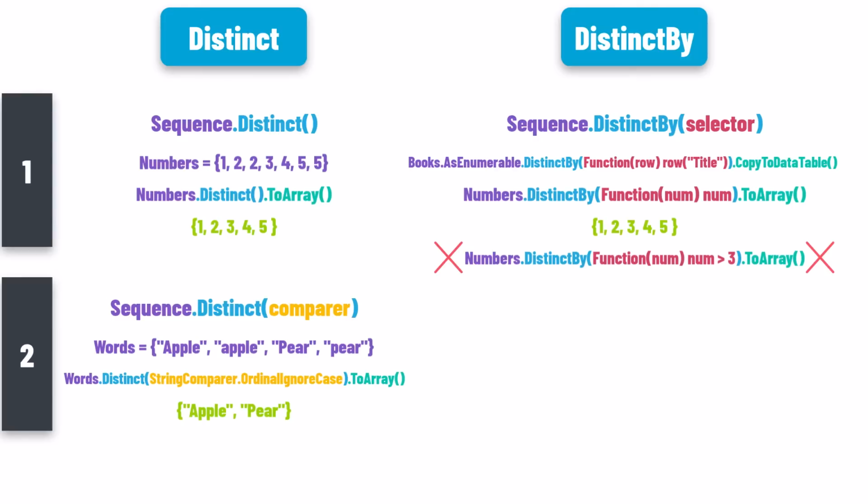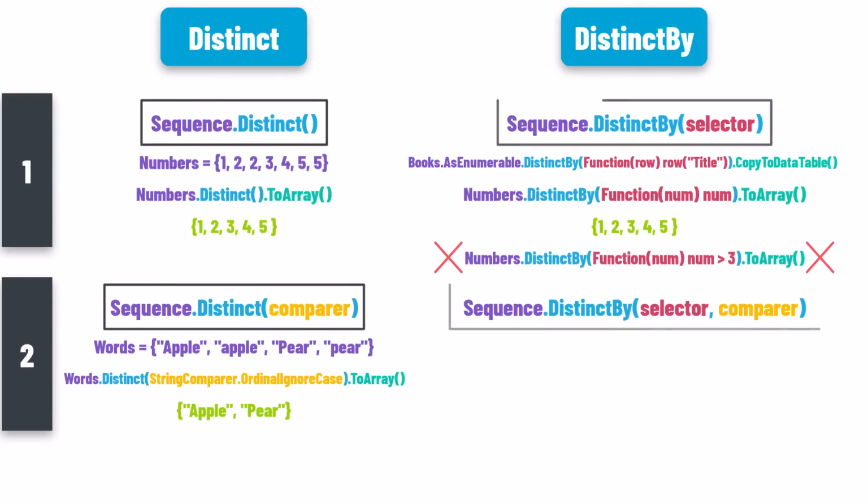The second overload of the DistinctBy method is as follows. Here we have an expression like the first overload, and a comparer like the second overload of the Distinct method. I think the idea of the comparer is clear and there's no need to explain it again. These are the overloads of both methods.